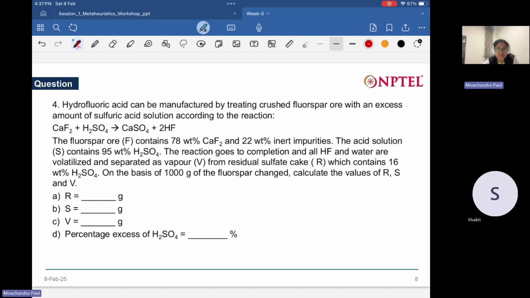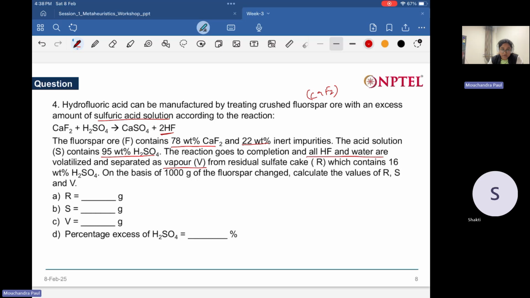So in this question, what is mentioned? It is mentioned that we are manufacturing hydrofluoric acid, HF, by treating fluorspar ore. This fluorspar ore is basically CaF2. This ore is treated with excess of sulfuric acid according to this reaction, and that gives the product HF. The ore consists of 78% CaF2 and just 22% impurities. The acid solution contains only 95% H2SO4. The reaction goes to completion, and whatever HF and water are produced are volatilized and separated as vapor.